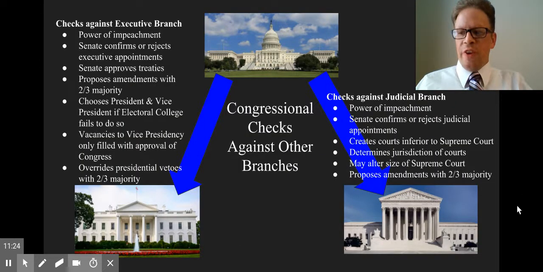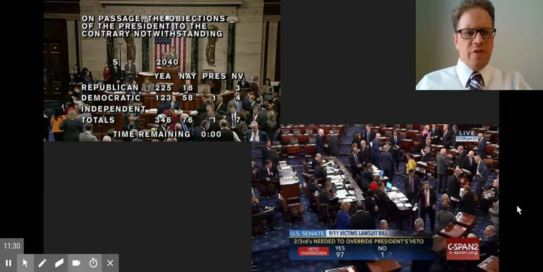And also, a presidential veto may be overridden by a 2/3 majority of both houses of Congress. So here's the last time that happened. And it had to do with 9/11 victims being able to sue people from Saudi Arabia, I do believe.